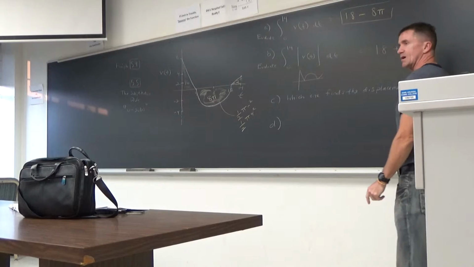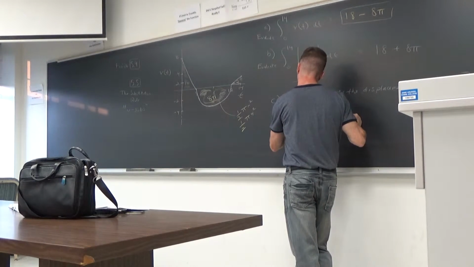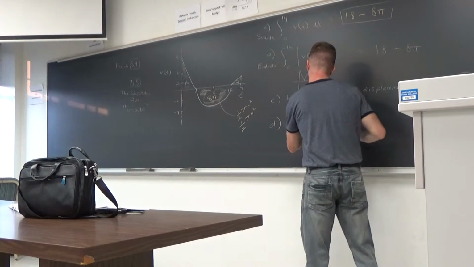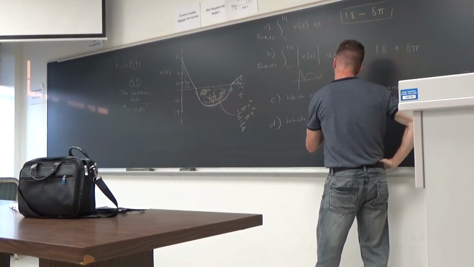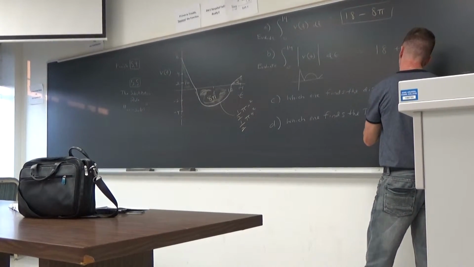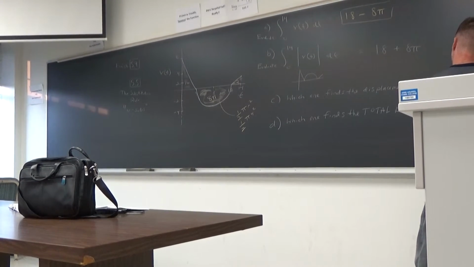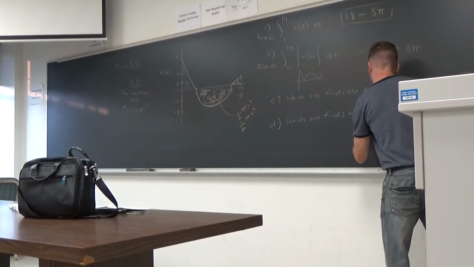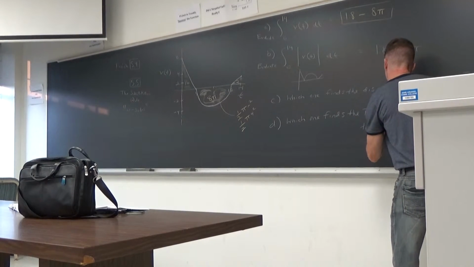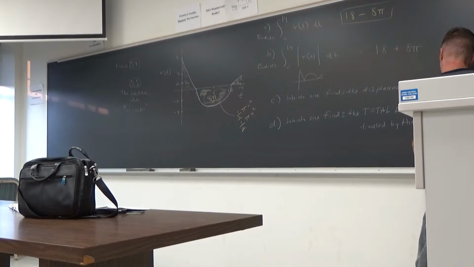Which one of these finds the displacement of the bug? That's how far from the original position that bug is. And which one of those other ones, A or B, finds the total distance traveled by the bug? You nailed it. Which one was it, Art, for displacement? A.